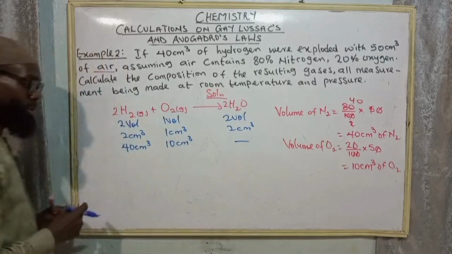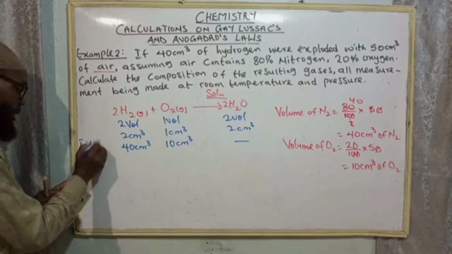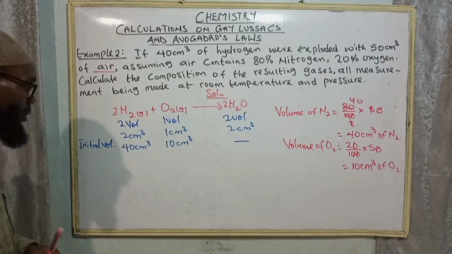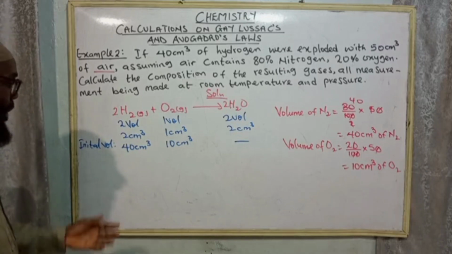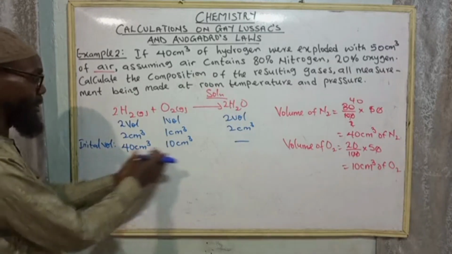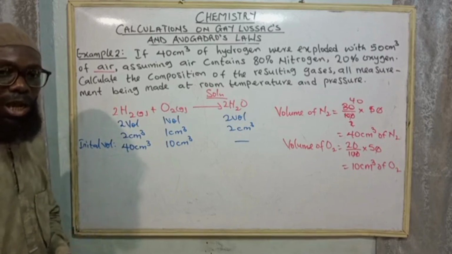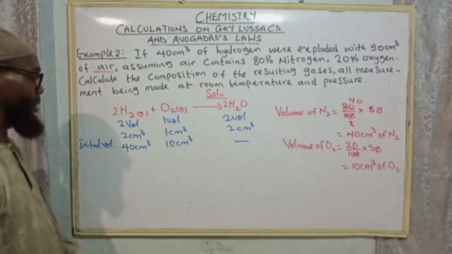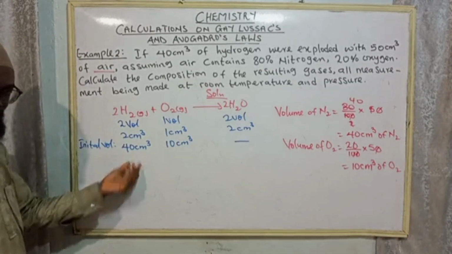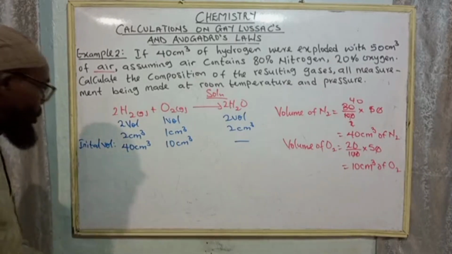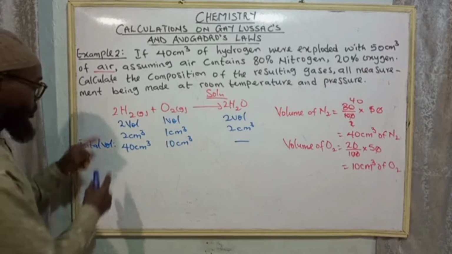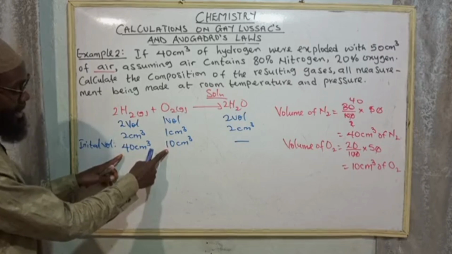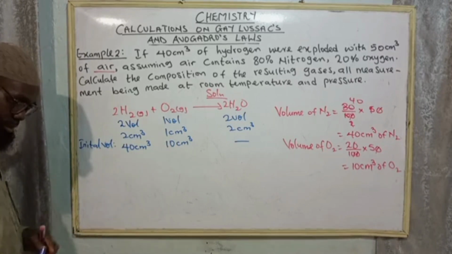Initially, this one is not producing. That's the initial volume. Nothing is produced. Now, at final volume, we look at it. Which of these 40 centimeter cube of hydrogen and 10 centimeter cube of oxygen is going to be used up? And which of them will be in excess? Okay, let me assume that hydrogen will be in excess. Let me now calculate the volume of oxygen. So if I say that 2 centimeter cube, 1 centimeter cube of oxygen is giving 10 centimeter cube, let me do it that way.